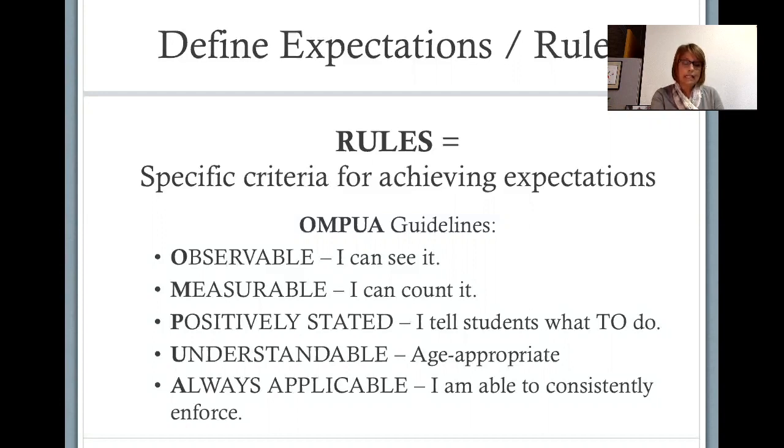The last guideline for writing rules is always applicable. Rules should be based on problems which typically occur, and they should not vary or change within the same setting.